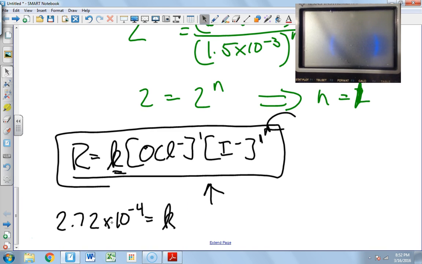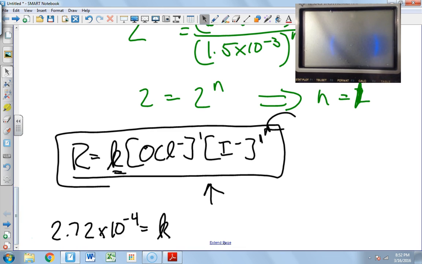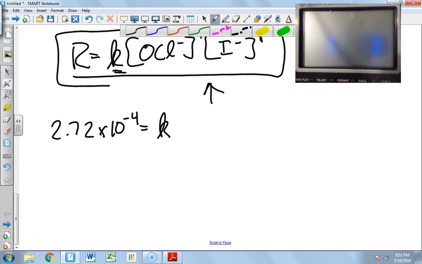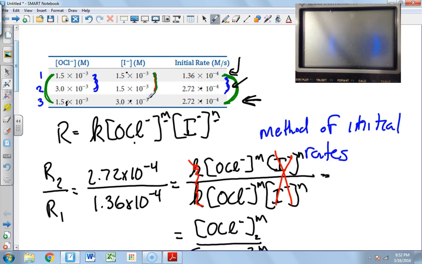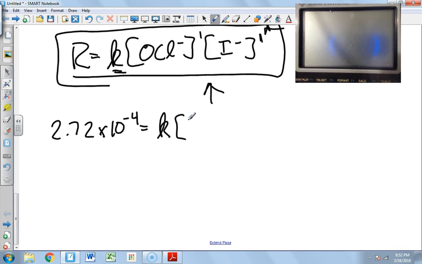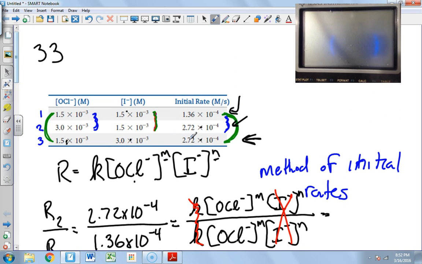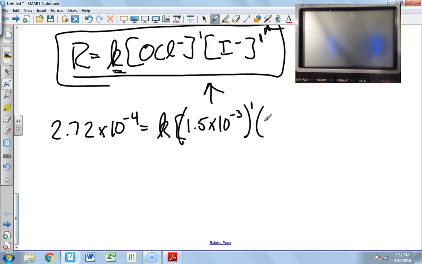Let me move this down a little bit. Times the concentration of OCl minus, which was 1.5 times 10 to the minus 3, raised to the first power, times the concentration of I minus. The concentration of I minus is 3 times 10 to the minus 3, so this is 3 times 10 to the minus 3 raised to the first power.